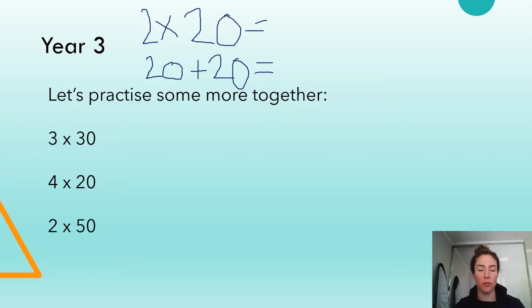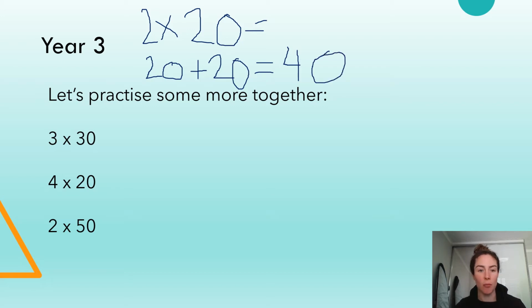All right, let's work through the sum we had on the previous slide, which was 2 times 20. So 2 times 20 is the same as 20 plus 20. It is 2 groups, so 1, 2 of 20 in each group. And we know that 20 plus 20 is 40. So hopefully you got that answer as well.